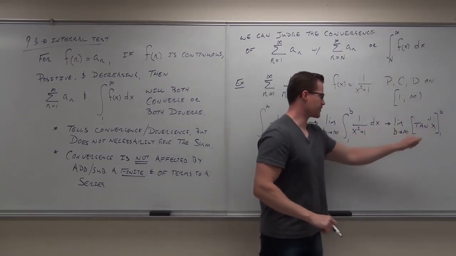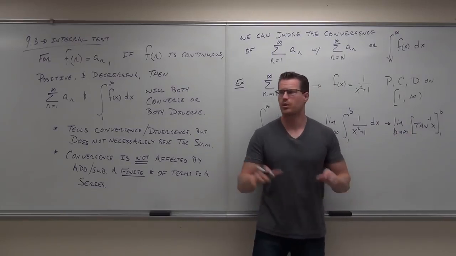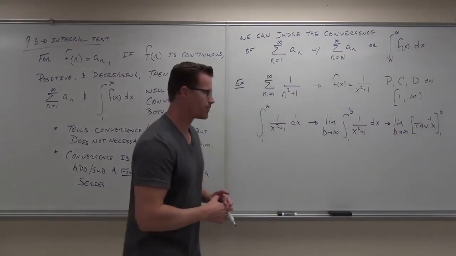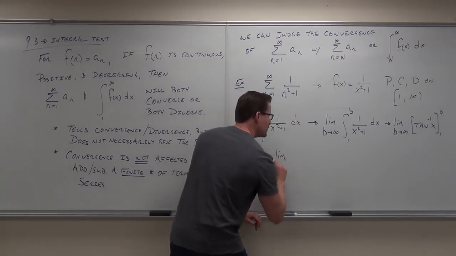Integral of this is tan inverse x, going from 1 to b, no problem. We have a limit still? Yeah, of course we have a limit still. What's the next step? What are we going to do? Evaluating. Plug it in, plug it in.